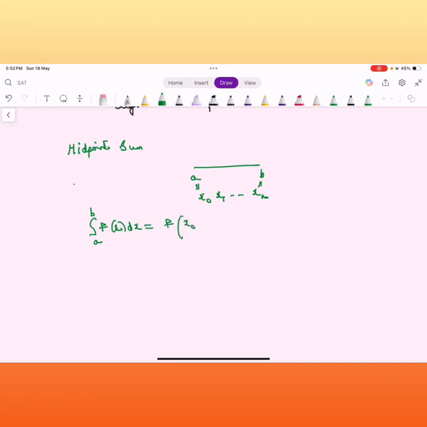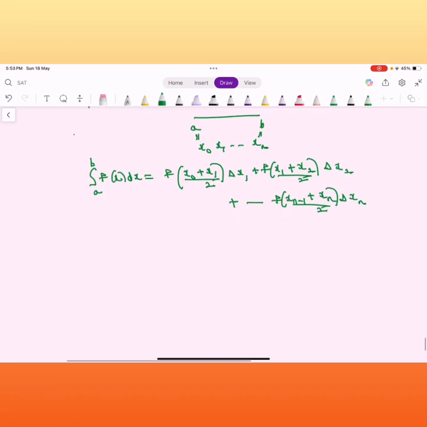becomes equal to f of (x0 plus x1) by 2 into delta x1, that's a difference, plus f of (x1 plus x2) by 2 into delta x2, and so on up to f of (xn minus 1 plus xn) by 2 into delta xn. So we use the value of f at the midpoint of each subinterval.